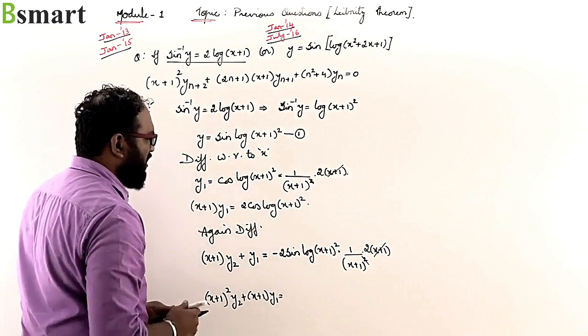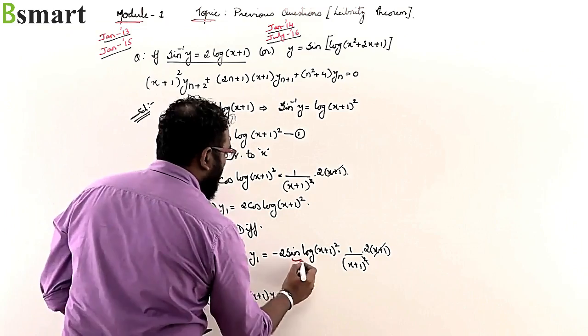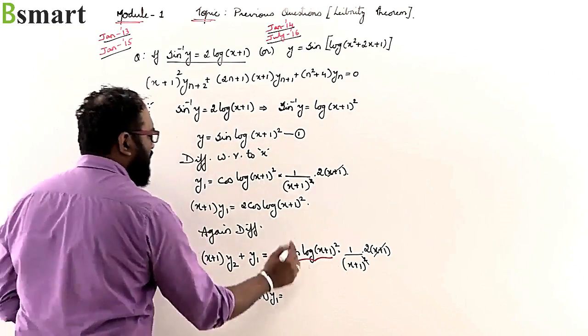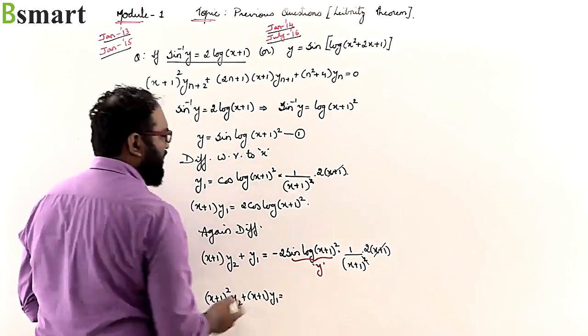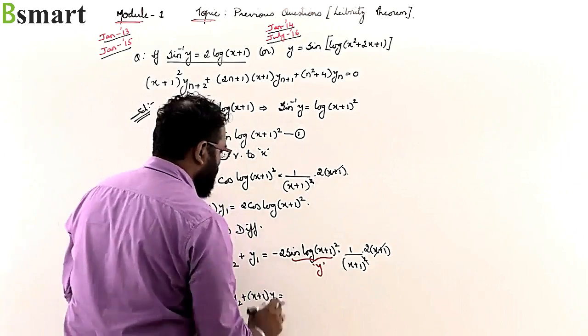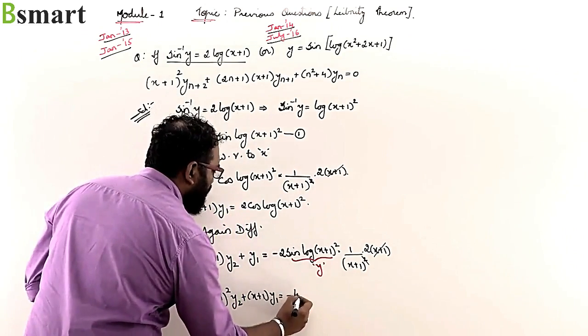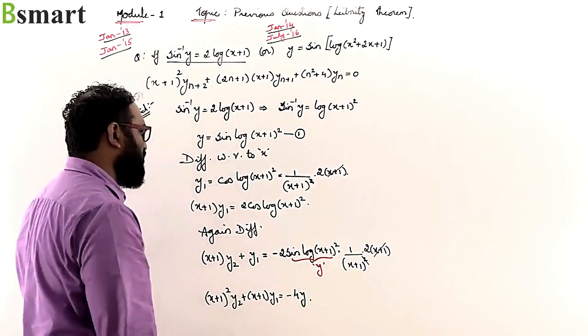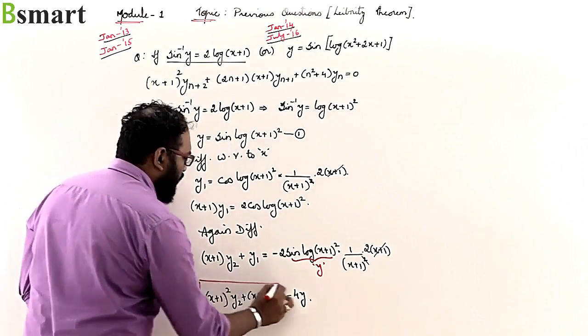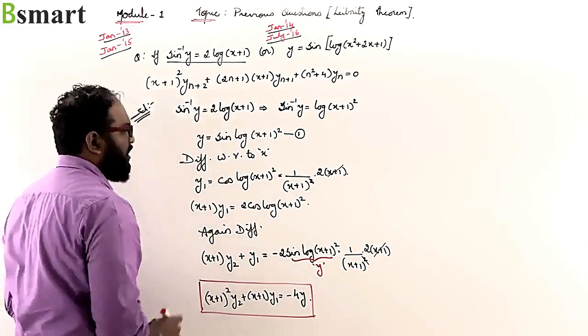Now from 1, can I write sin of (log of x plus 1) whole square as y? So then this term I'll write as y. So then 2 into 2, that is minus 4 into y. So this is the relation between y, y1 and y2.